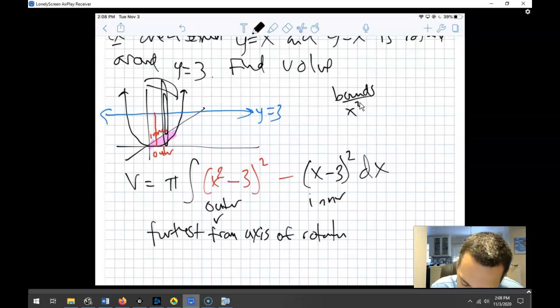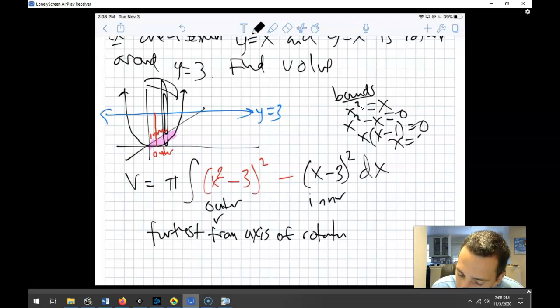So I'm going to set x squared equal to x. So I'll get everything to one side, and then I'm going to factor out an x minus 1. So I'm going to get x equals 0 and 1. Okay, so yeah, that makes sense. I'm going from 0 to 1 there. And that's how we'll do this. So this is a way to do this.